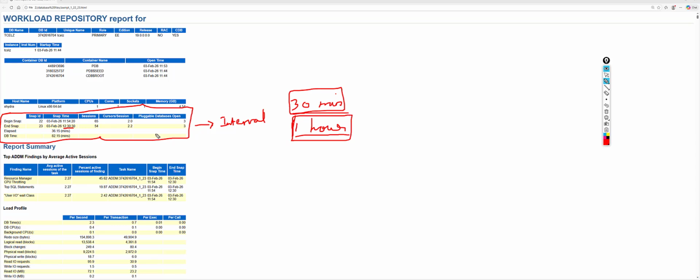Even if you are asking a client or customer to generate an AWR report, you should tell them that they need to collect it for the particular time period when the issue happened. We cannot generally collect a random AWR report for some random time. Always you should focus on the issue time.